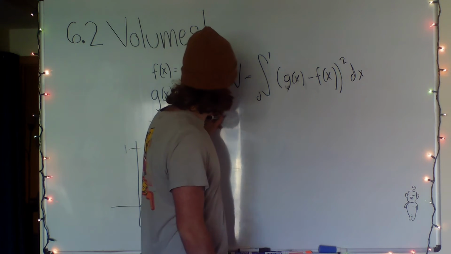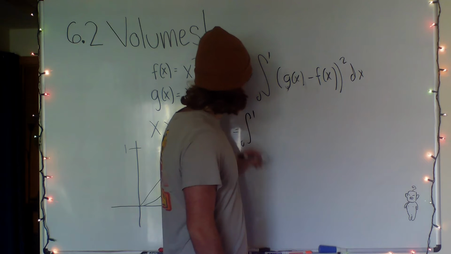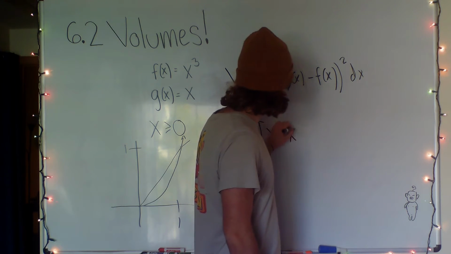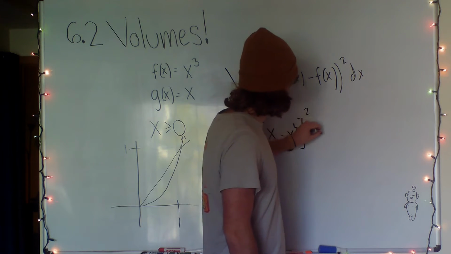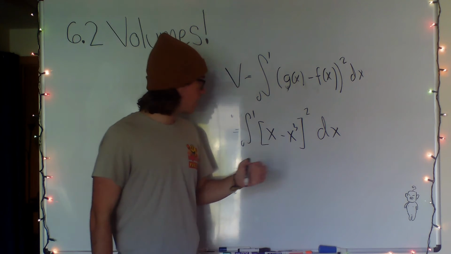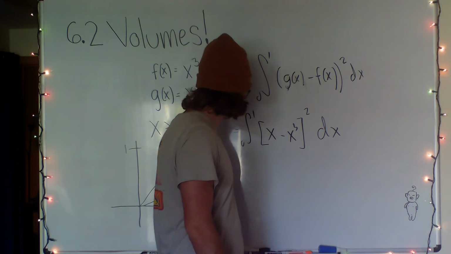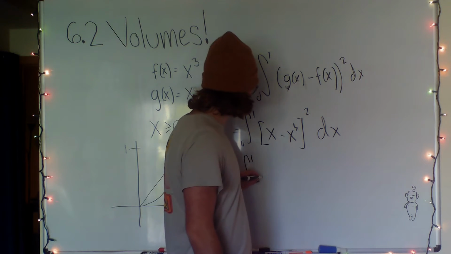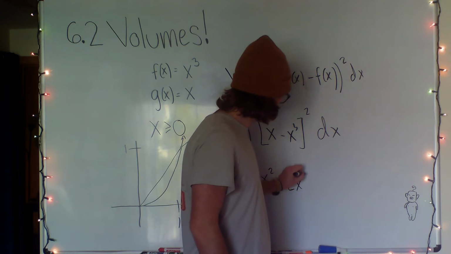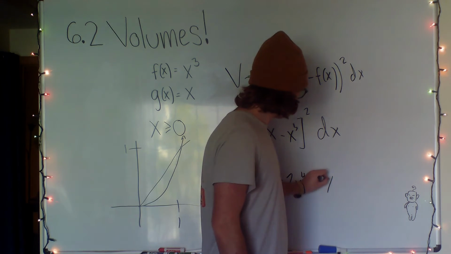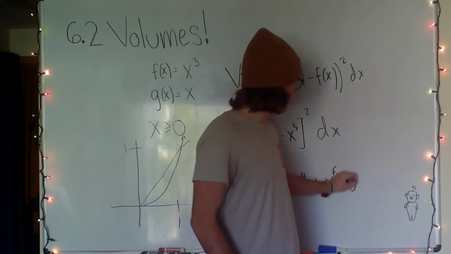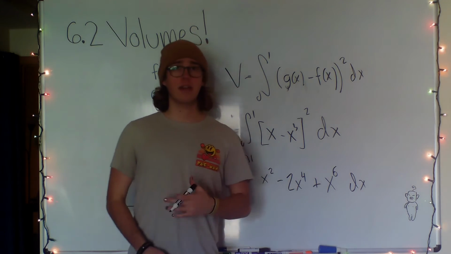Well, this is just going to be equal to the integral from 0 to 1 of x minus x cubed squared dx. And then we can just multiply this out, or I guess factor this out very quick, and we say, well, this is just equal to the integral from 0 to 1 of x squared minus 2x to the 4th plus x to the 6th, and I said minus, but I meant plus, and then we do dx.